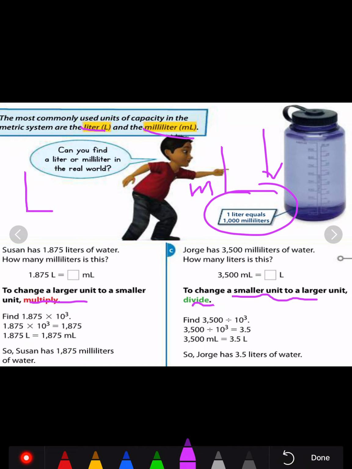So here I will give you two examples. Susan has 1.875 thousand liters of water. How many milliliters is this? And here we have 3,500 milliliters of water. How many liters is this? So in this case, we're converting from a large unit to a small unit, from liter to milliliter, so we need to multiply by 1000. And in this case, we need to divide by 1000.